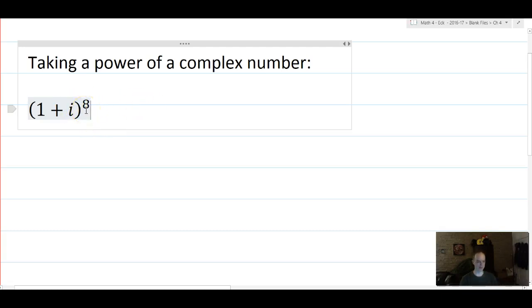I'll tell you what the hard way is, and I'm not going to do it: write eight of these out and FOIL it piece by piece, being very careful about combining like terms every time. You can do it. I've had students do it. It ain't fun. You're probably going to screw something up. Let's go with a better way.